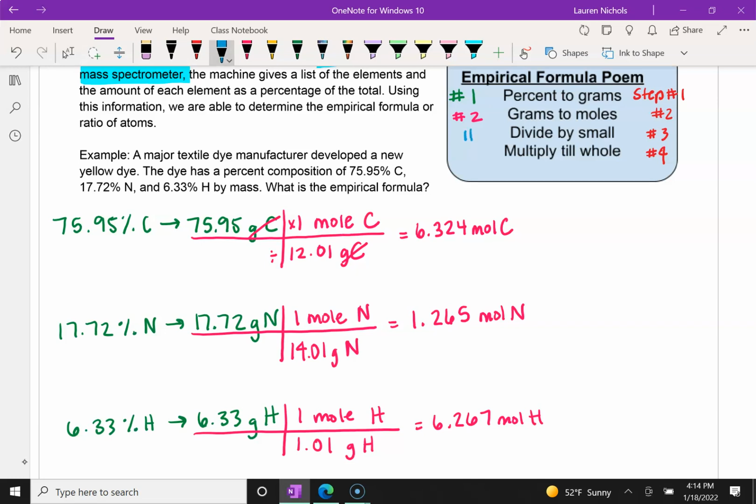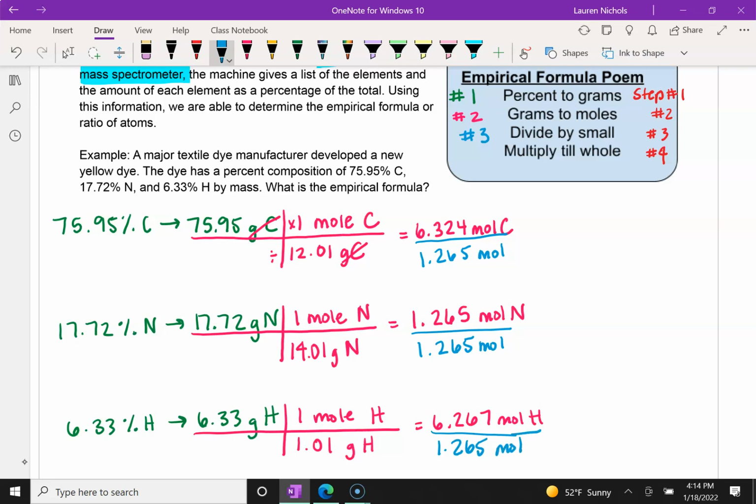Okay, so now that we've done step 2, our third step, which we're going to do in blue, step number 3, is to divide by small. So literally you pick which of these 3 was the smallest answer, and that's what you divide by. In this case, 1.265 was the smallest amount. So each of these numbers, we're going to divide by 1.265 moles.